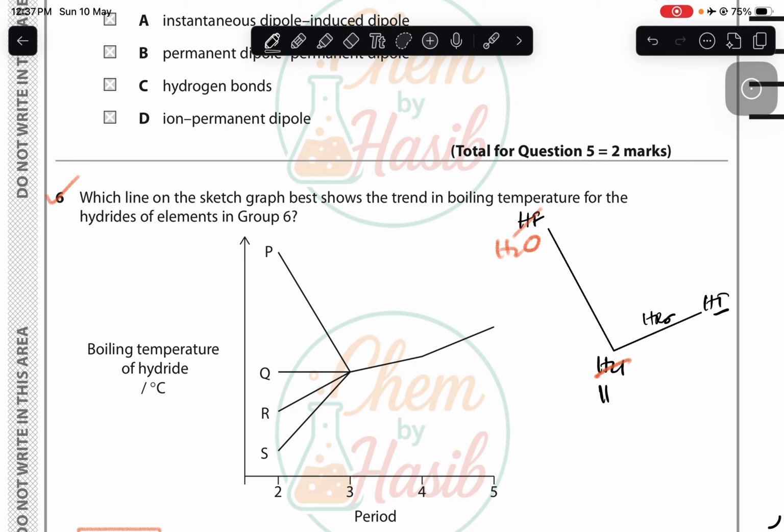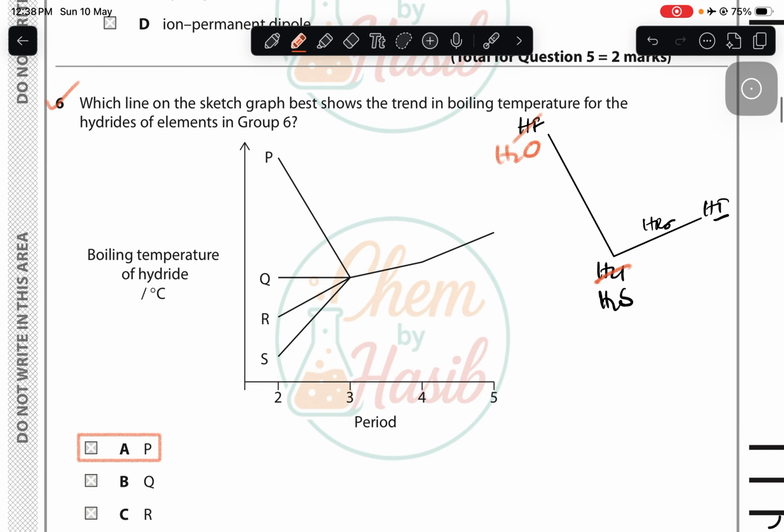right? So the trend that matches here is this trend. This is the trend that matches. So your answer would be P. Basically we compared the trend with group 7 hydrides. So group 7 hydrides and group 6 hydrides have the same trend. Then we move on to question number 7.